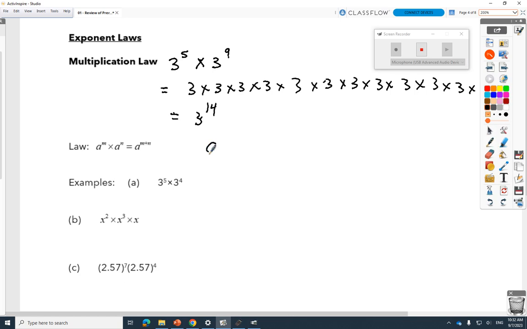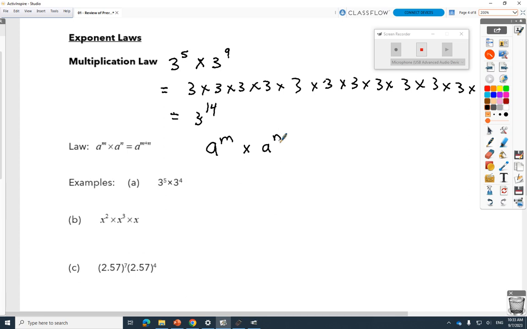A to the m, which means any number you want as the base, whatever number you use there. And if you're multiplying that by a to the n, now there's some stuff going on here. The first thing is these bases have to be the same. This only works if the base is the same.